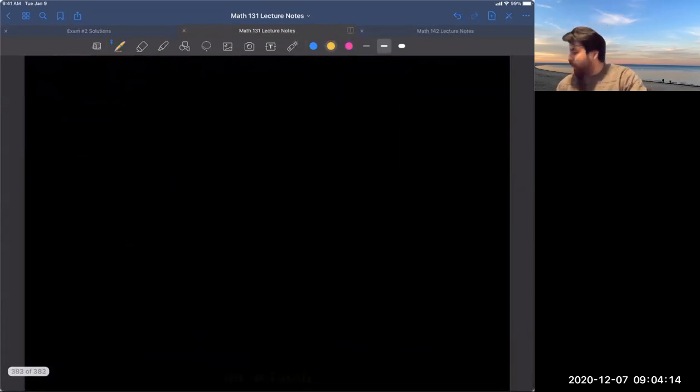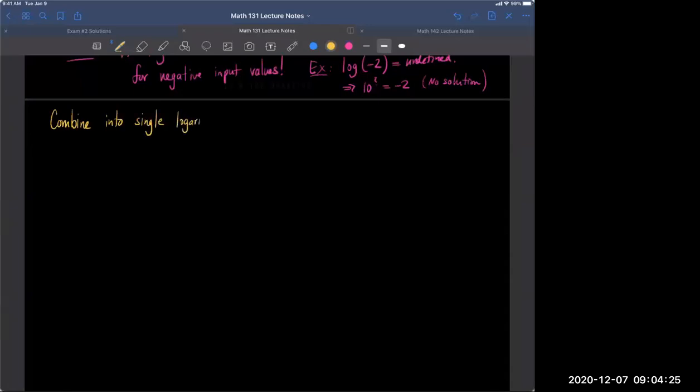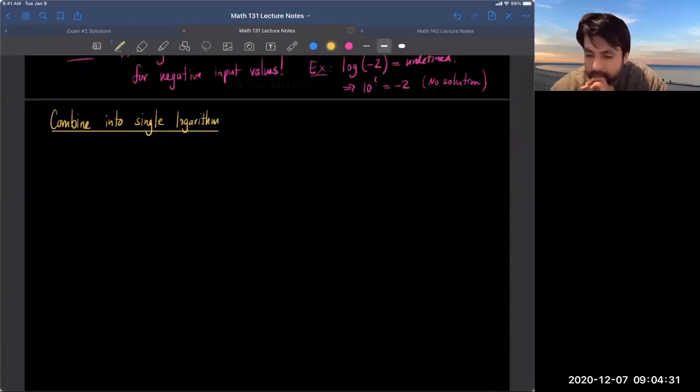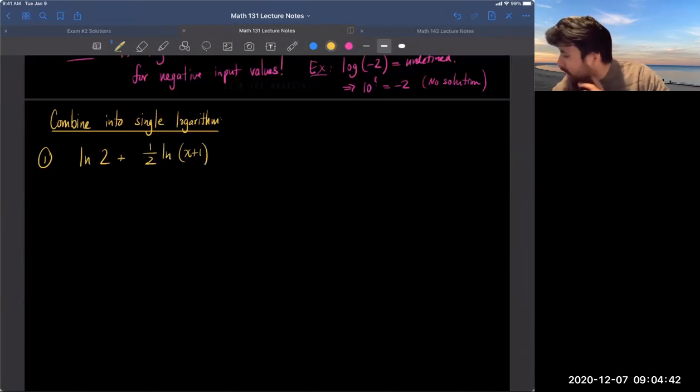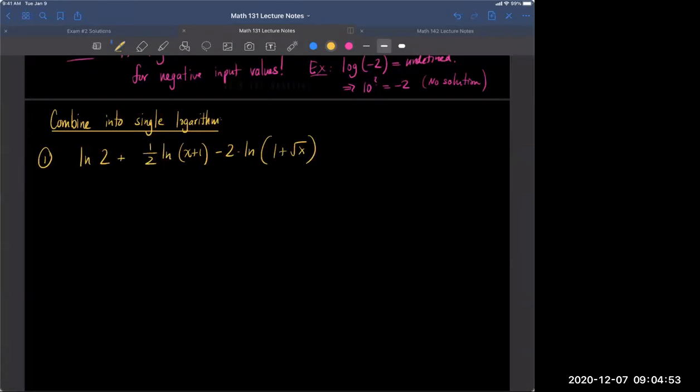Okay, so let's play around more with some logs. What if I want to combine into a single logarithm? Isn't that kind of the reverse of the laws that we were doing before? Correct. So let's say I have ln of 2 plus 1/2 ln of x plus 1 minus 2 times ln of 1 plus square root of x. What if I want to put all of this together into a single log?